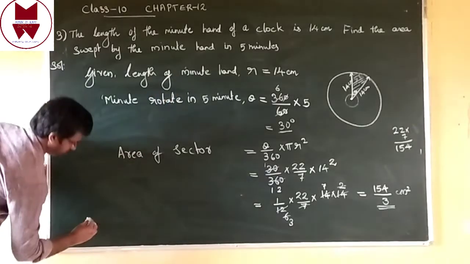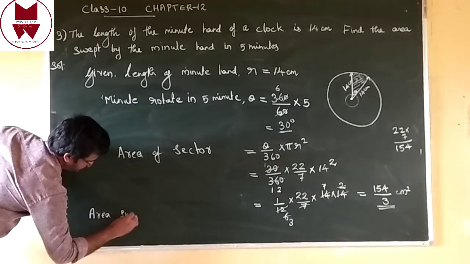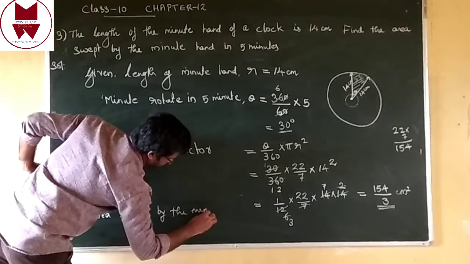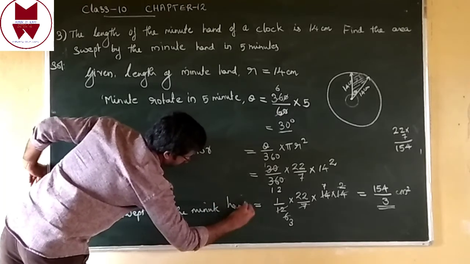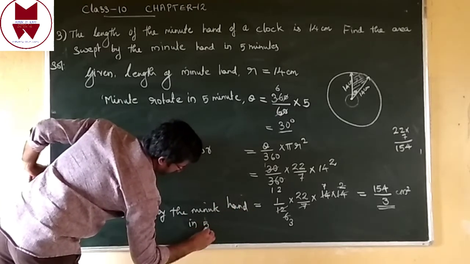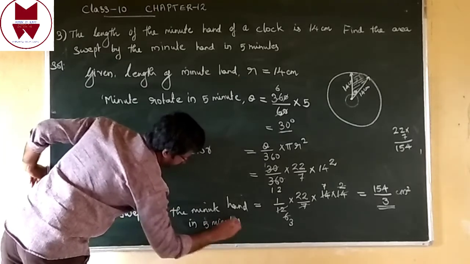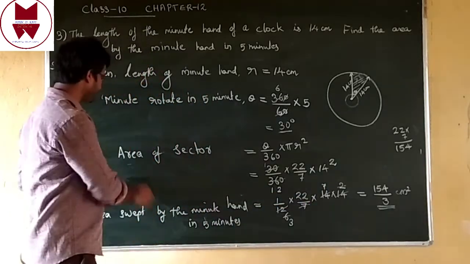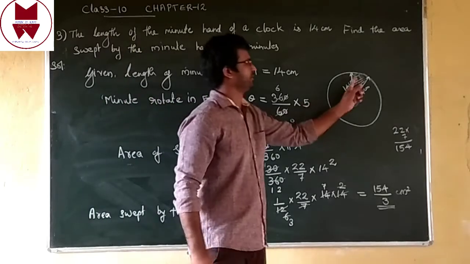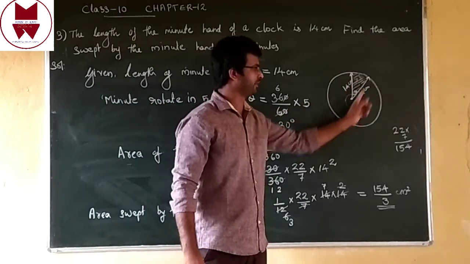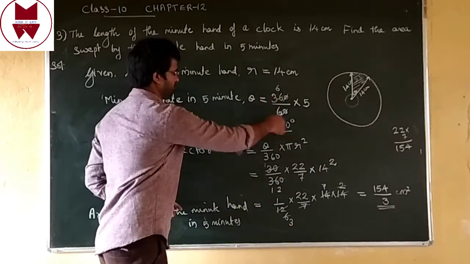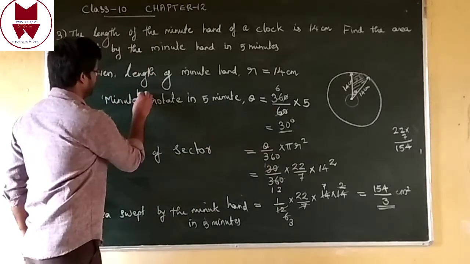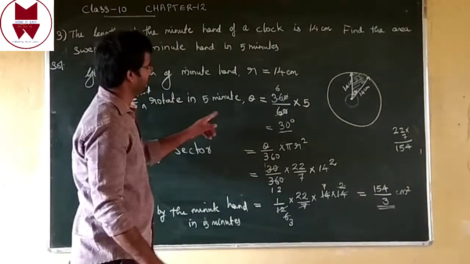Then we can write the same thing in here, area swept by the minute hand in 5 minutes. This answer, this part we can write. Keep in mind why I took area of sector. This figure, this is a sector only. We have to find out the area of the sector. Then only one thing, this part: the minute hand rotates in 5 minutes.